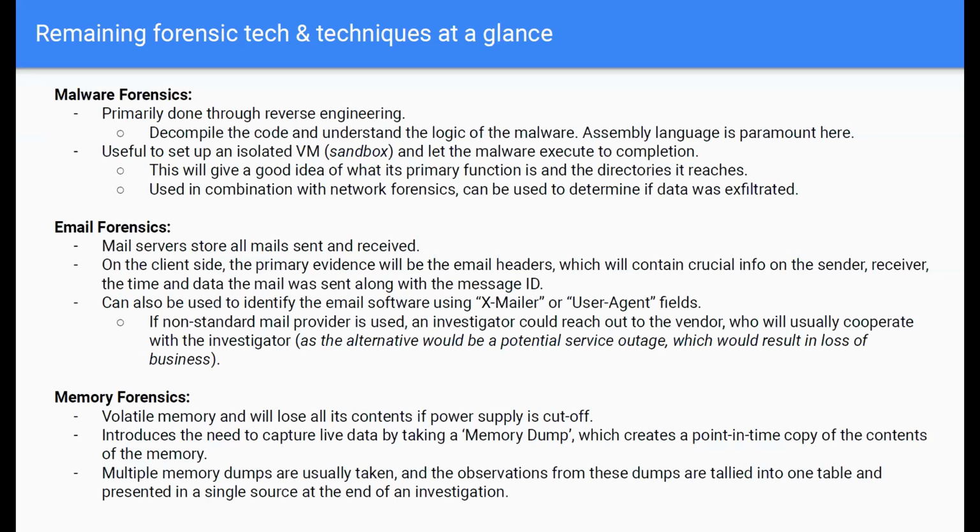And when it comes to email forensics, there's two parts, right? So one is the client side, which is your desktop, and the actual client, your Outlook client or your Thunderbird client that you use to send the emails. And then there's the server itself, which is the mail server that I mentioned previously. So on the client side, the primary evidence that you can gather is from email headers.